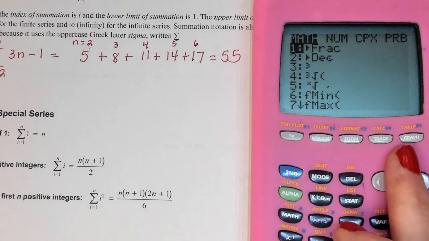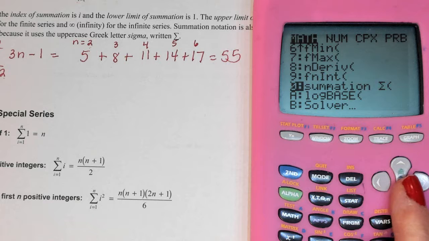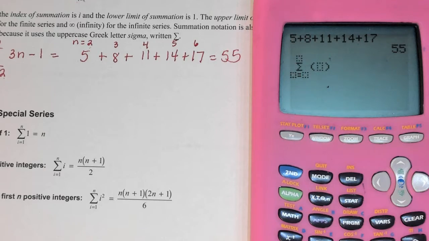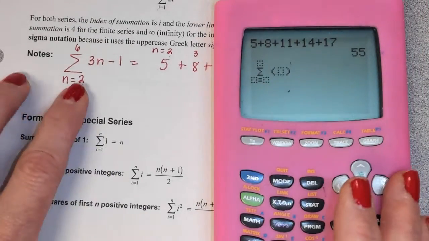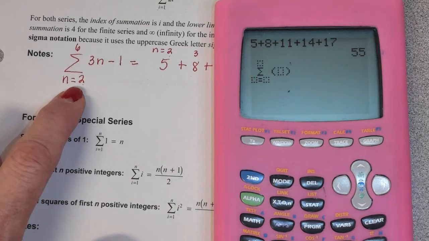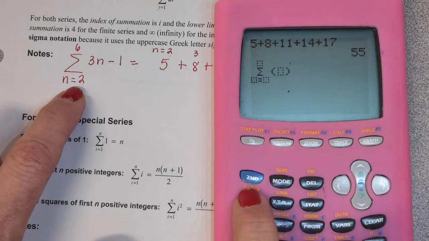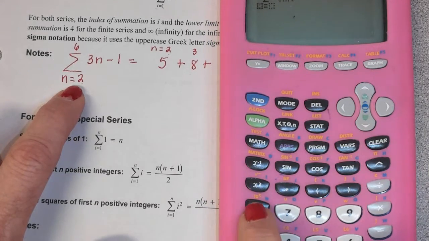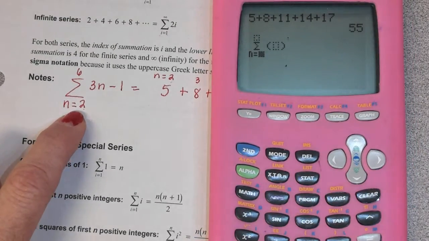Go under Math and arrow up. Do you see summation on your calculator? If so, you're in luck. If not, I will show you how to do it the other way. All right, so those of you who have summation, go ahead and hit enter. And we can just type this in exactly how we see it. I have to put in the letter N, so I have to go to alpha, and then I have to find the N in blue, which is right here. So I'm going to go from N equals 2 up to 6, and then I'm just going to tell it the function. 3, go back to alpha, get the N, minus 1.